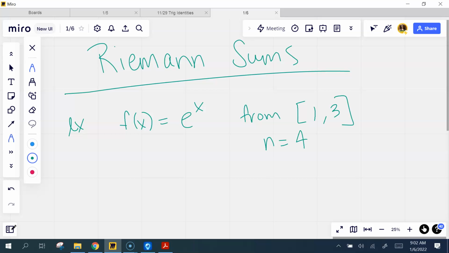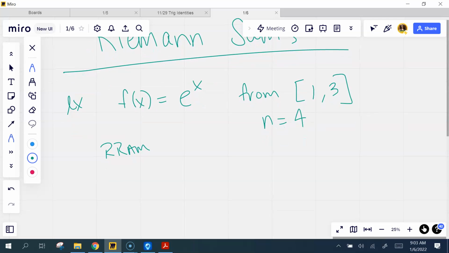Let's say I asked you to find the right, and instead of the right rectangular approximation, we're going to call it the right Riemann sum, because that's actually what it is. It's just the Riemann sum, and that's just using the rectangles to approximate it. But let's find the right Riemann sum here. Let's do it by hand first. I'm going to introduce a little bit of new notation here, so just stay with me. It's kind of new, but it's not really new.